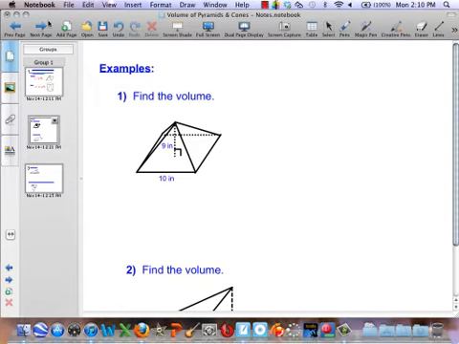So we've got to find the volume of our pyramid. What's the formula to find volume? V equals 1/3 B H. What does the B represent? The perimeter of the base.